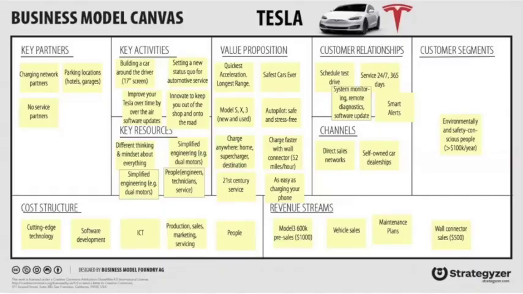Now, here's an example of a finished canvas. This is an older version of Tesla from when it first came out. But I always like to take a look at it because it's pretty self-explanatory, right? Their value proposition is very clearly outlaid. Quickest acceleration, safest cars, autopilot, charges fast, as easy as charging your phone. All of that was part of their value proposition, right?